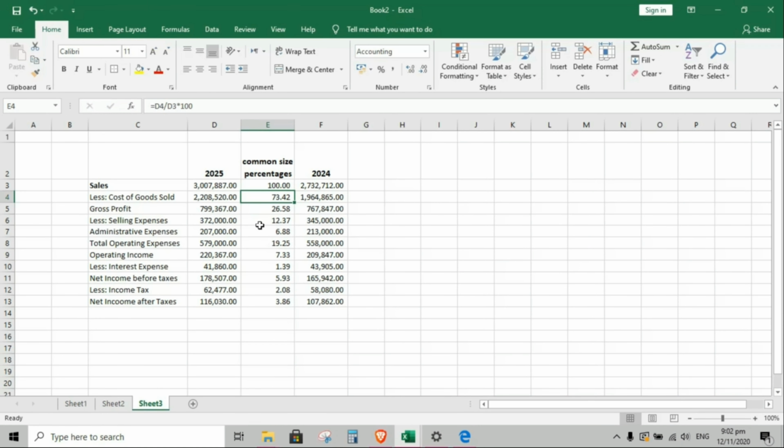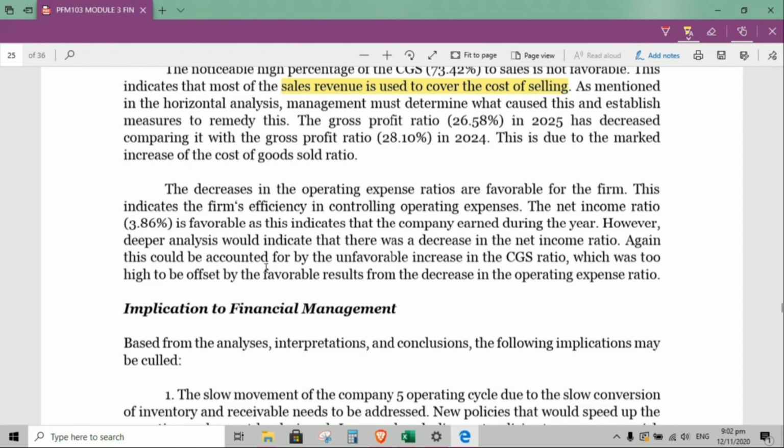Tingnan natin, diba? Expenses nila ay 6.88% na dito sa kanyang total expenses is 19.25%. So, may interest expense pa, ang kanilang income tax pa. So, yung neto na lang nila is 3.86%. Which is kahit paano okay na kaysa mag-negative, diba? So, it just still means that the company has earned for that year.